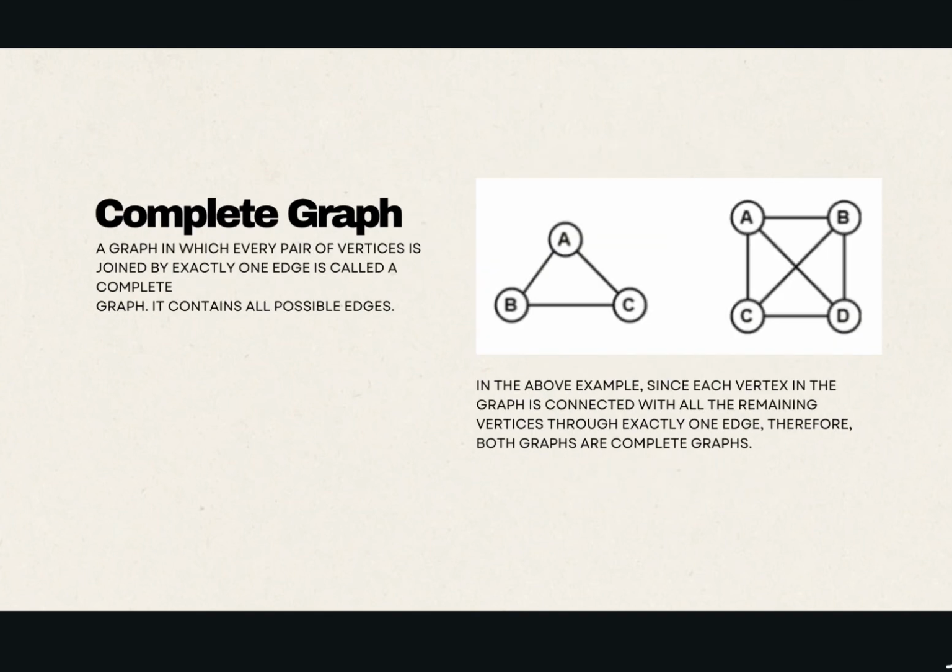Complete graph. A graph in which every pair of vertices is joined by exactly one edge is called a complete graph. It contains all possible edges. Since each vertex in the graph is connected with all the remaining vertices through exactly one edge, therefore both graphs are complete graphs.